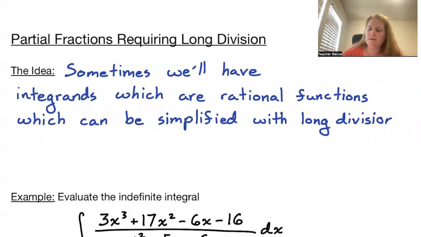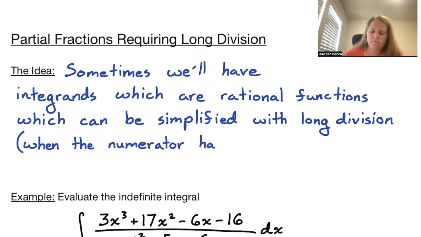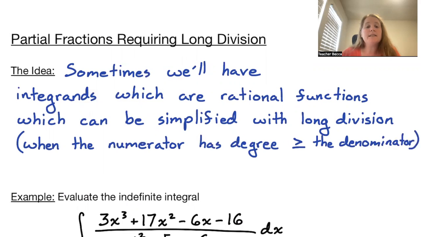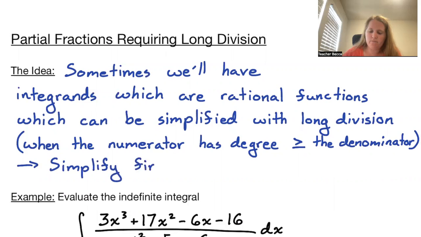In particular, this happens when the numerator has degree greater than or equal to the denominator. If that is the case, then we should simplify first, and then run partial fractions.